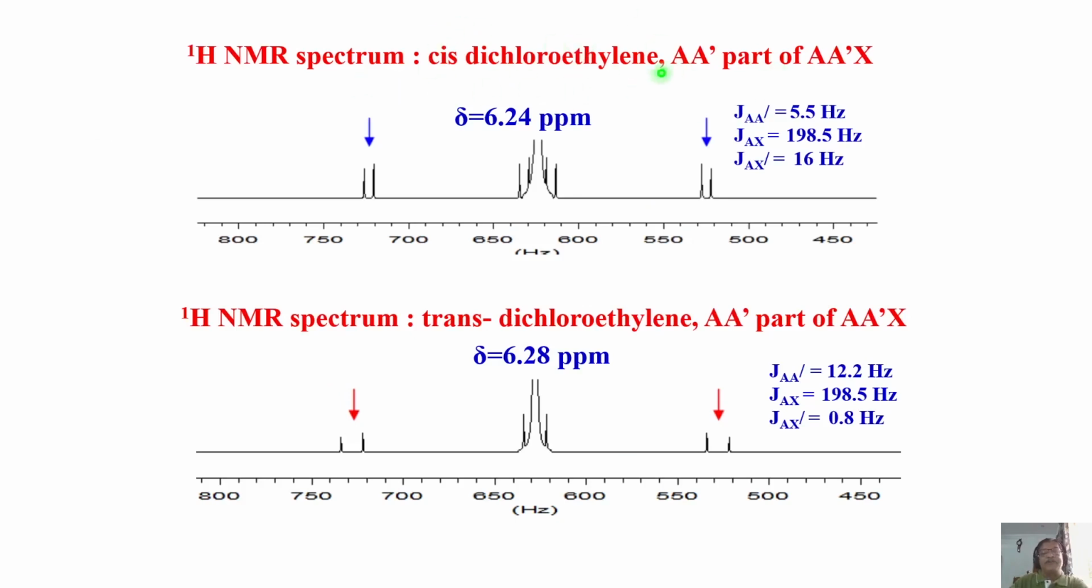This is the proton spectrum of cis-dichloroethylene. A single peak is there, which is enhanced in intensity quite a bit. Drastic enhancement in the intensity is there. But if you carefully see this, there are two doublets here and two doublets here. What are these doublets? I have not explained to you so far.